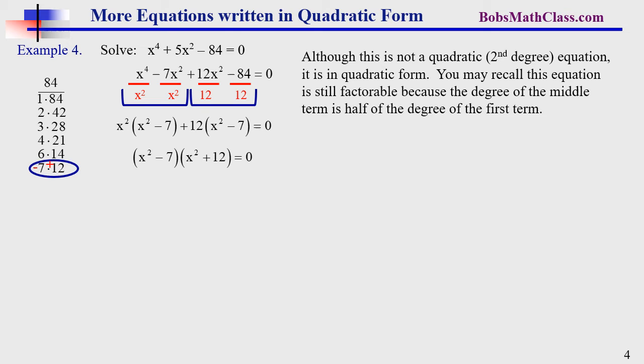Now we're going to set each of them equal to 0. I don't know why I switched the order, but I did. Okay, so x squared plus 12 equals 0, and x squared minus 7 equals 0. Okay, let's do the x squared plus 12 equals 0 first.